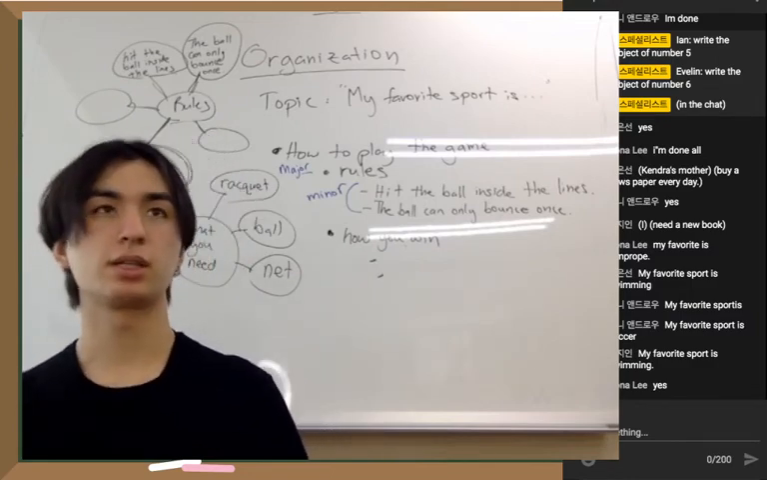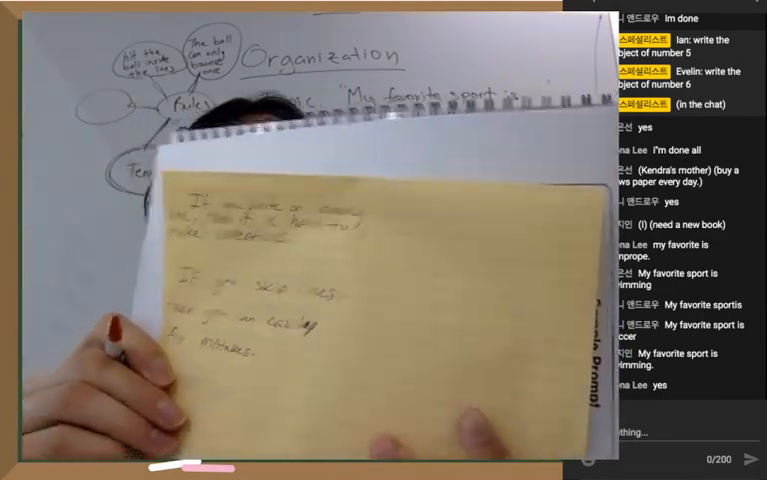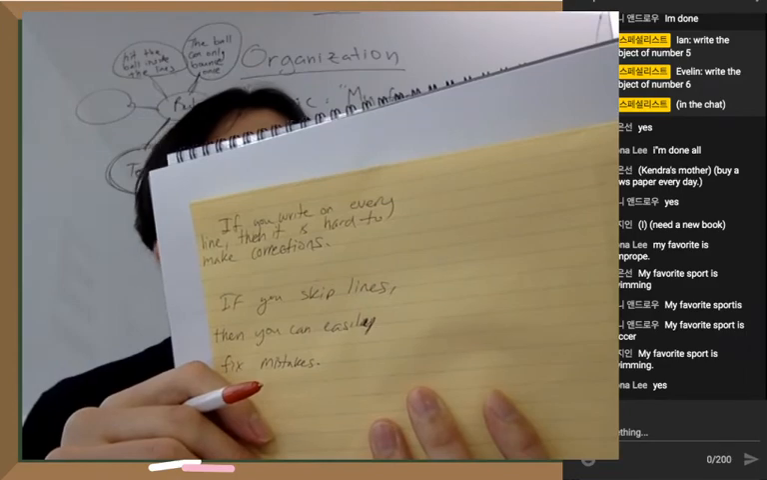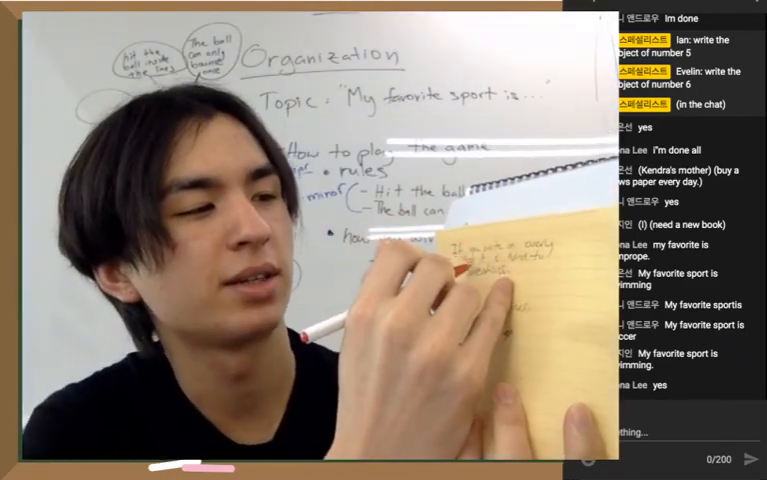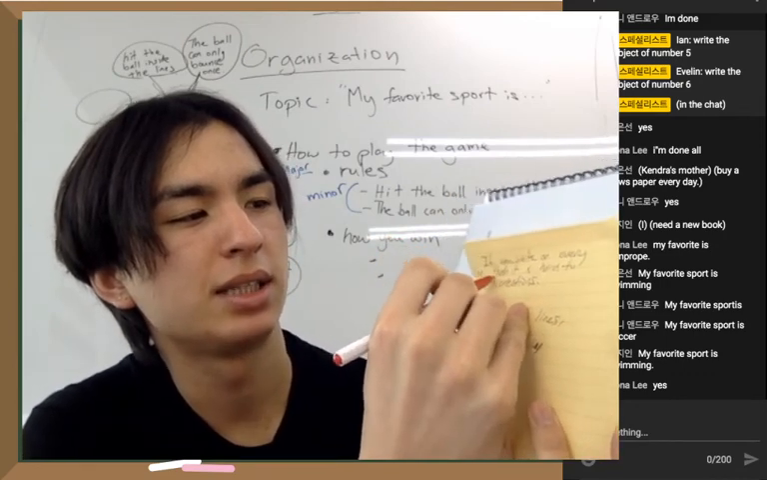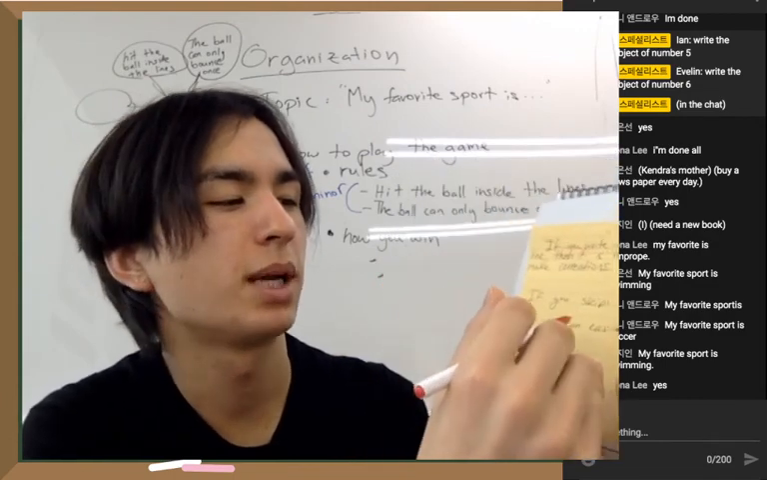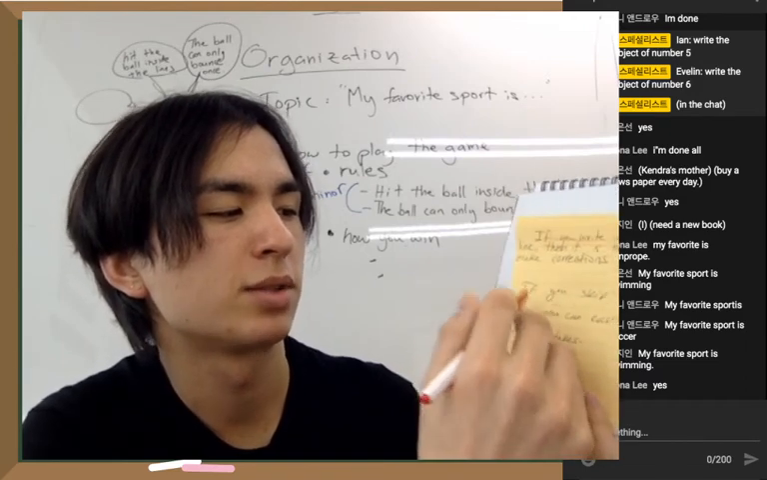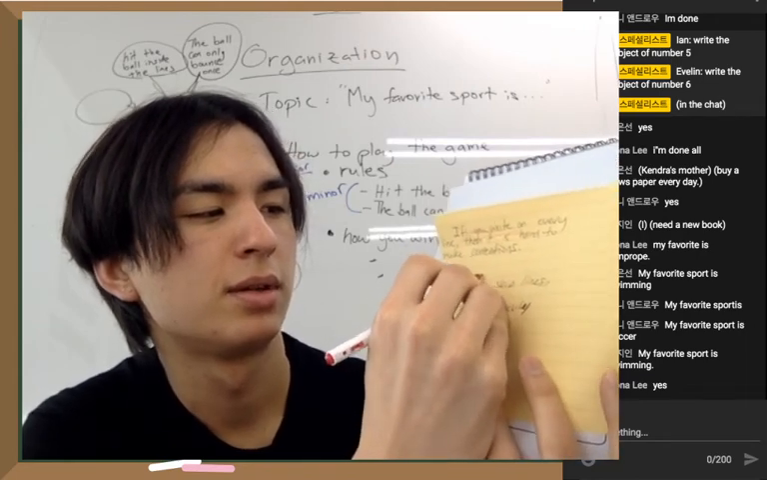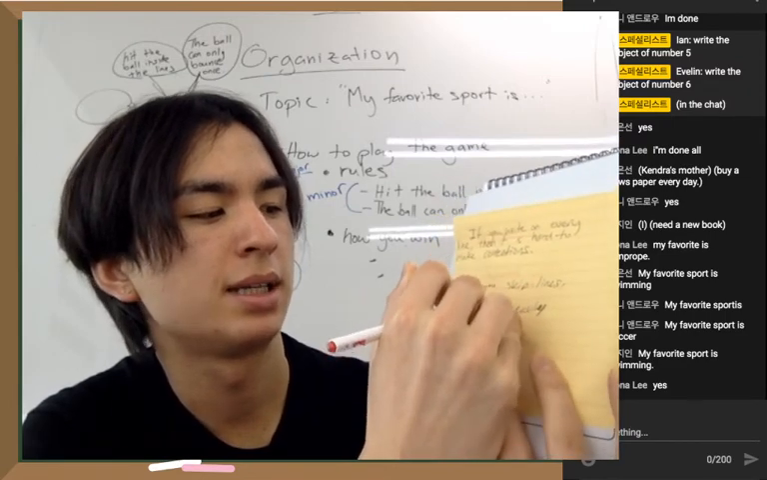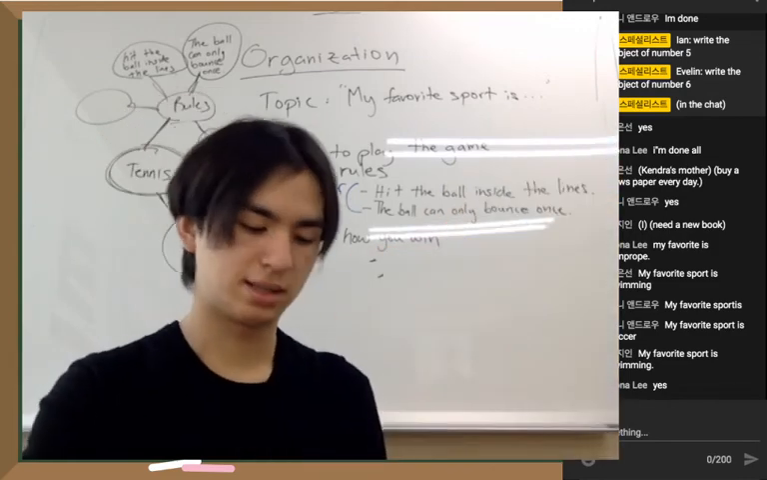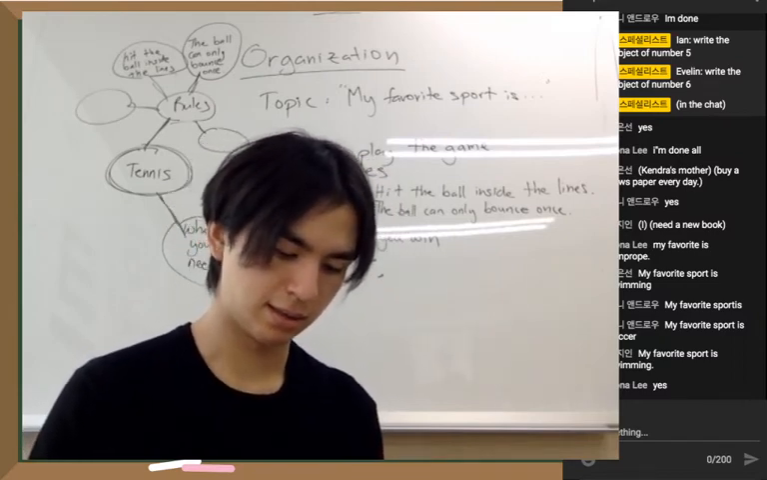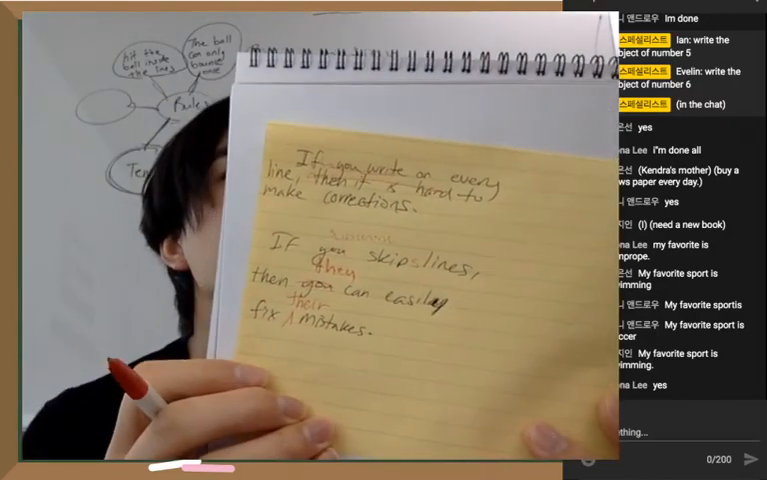Okay, what do you see here? It's kind of hard to see. I don't know what you can see. Okay, if you write on every line, it's hard to fix any mistakes, right? I tried right here. Oh, maybe I want to change something here. Then I don't have anywhere to write. If you skip lines, then you can easily fix mistakes. You say, instead of you, I want to write anybody. Or if someone skips lines, then I have to write like this. Messy. Sorry. Then they can easily fix their mistakes. You see, if you do that, then you can fix your mistakes very easily.